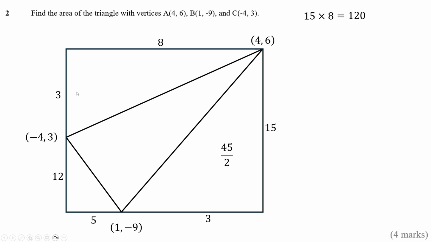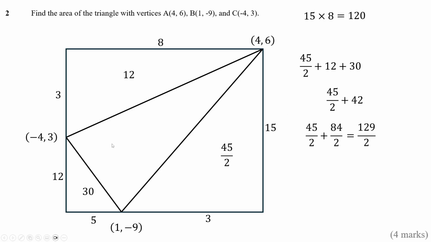8 times 3 is 24, 24 divided by 2 is 12, 12 times 5 is 60, 60 divided by 2 is 30. So you want to do the 120, this full area, take away this, this, and that. If we add these together, you'll get 45 over 2 plus 42. And then that's just, if this is 84 over 2. And then this here is 129 over 2. So you do the full area, take away this, this, and that, which is 129 over 2.